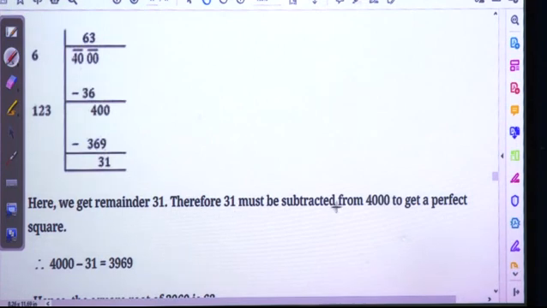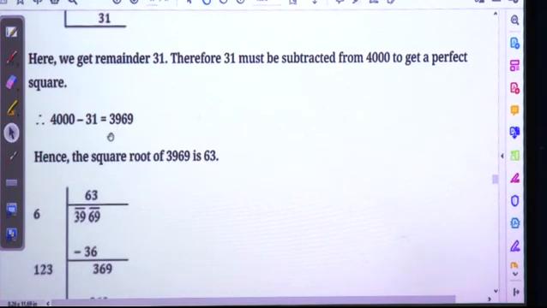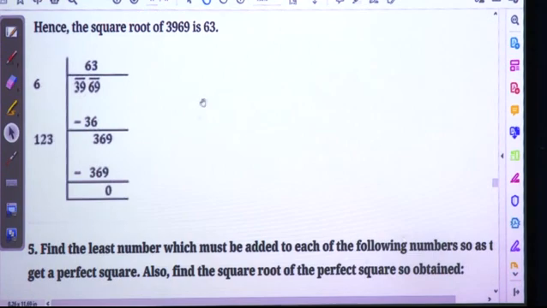Therefore, 31 must be subtracted from 4000 to get a perfect square, and what we are getting here: 4000 minus 31 is 3969. Hence, the square root of 3969 is 63. Here by the division method, we can see the calculation has been done to find the square root.